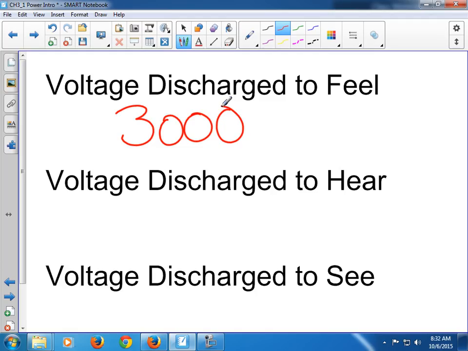Why is that important to you? That means that if you discharge 2,999 volts into a motherboard, you won't even know it. Which is why when we're working on computers, we always act like we have a static charge and we ground ourselves to things before we touch components.